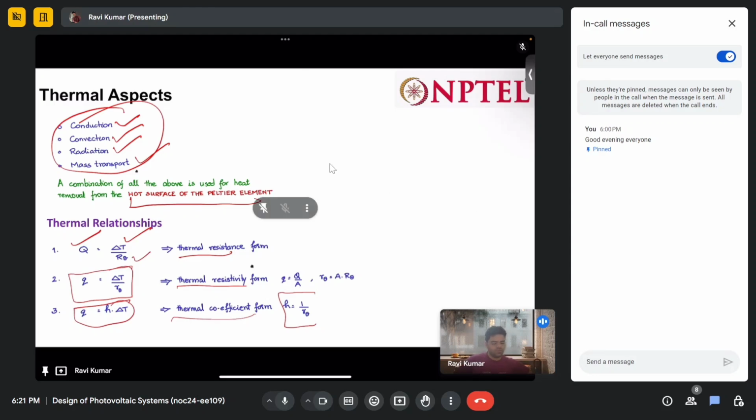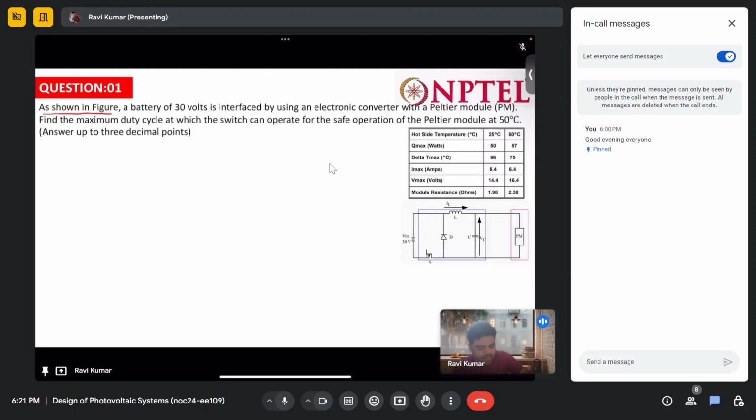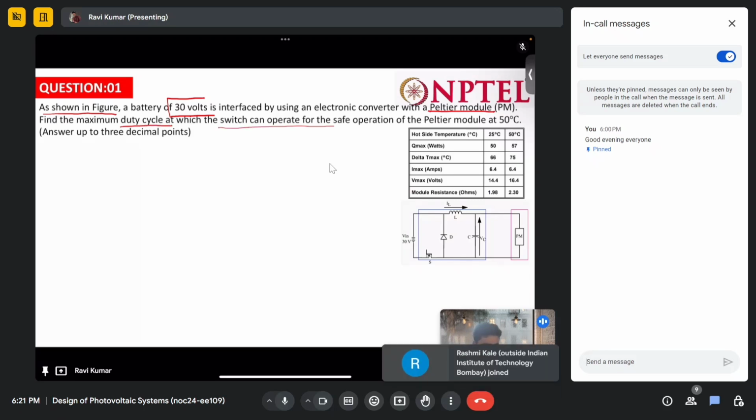Now we will solve a few questions. So the first question is here. As shown in the figure, a 30 volt battery is interfaced by using an electronic converter with a Peltier module. Find the maximum duty cycle at which the switch can operate for the safe operation of the Peltier module at 50 degrees Celsius.